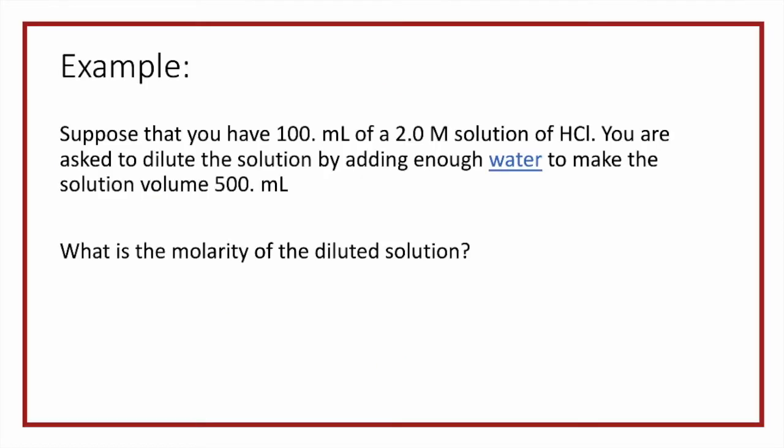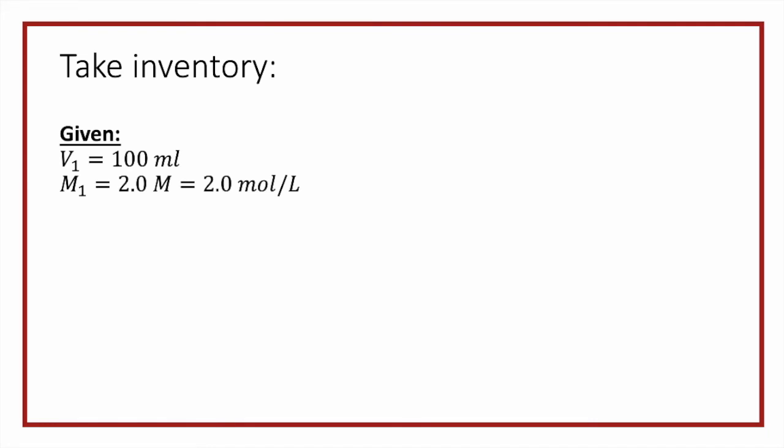Here's an example. We have 100 milliliters of a 2.0 molar solution of hydrochloric acid. We're asked to dilute the solution by adding enough water to make the solution volume 500 milliliters. What is the molarity of the diluted solution? Let's see what we're given. Our V1, our initial volume, is 100 milliliters. Our initial molarity, M1, is 2 molar, and that's the same as 2.0 moles per liter. And the final volume is going to be V2, and that's 500 milliliters. We need to find M2, the molarity after dilution.